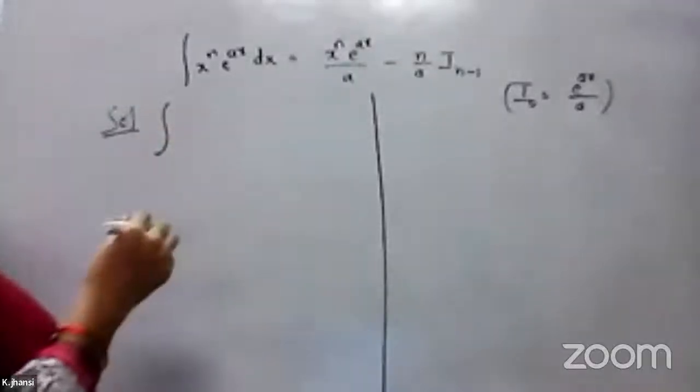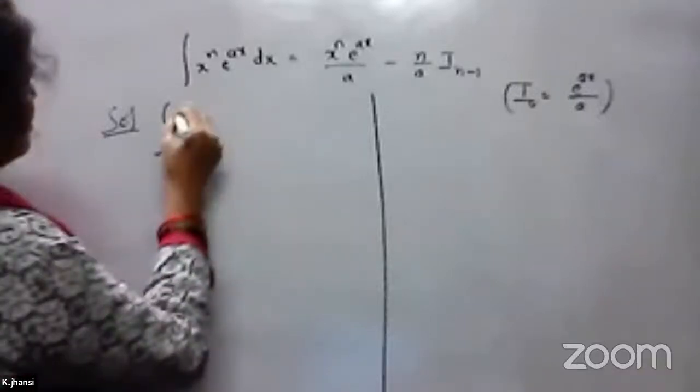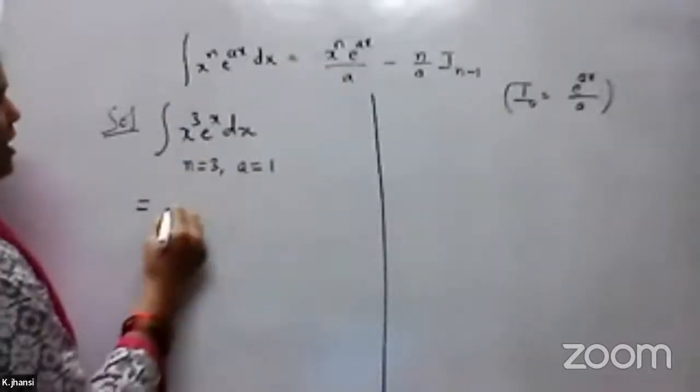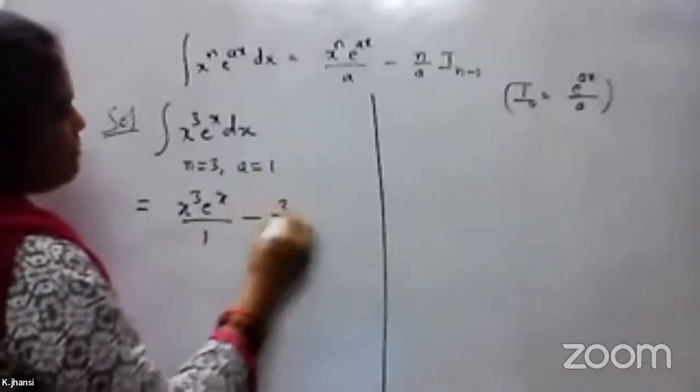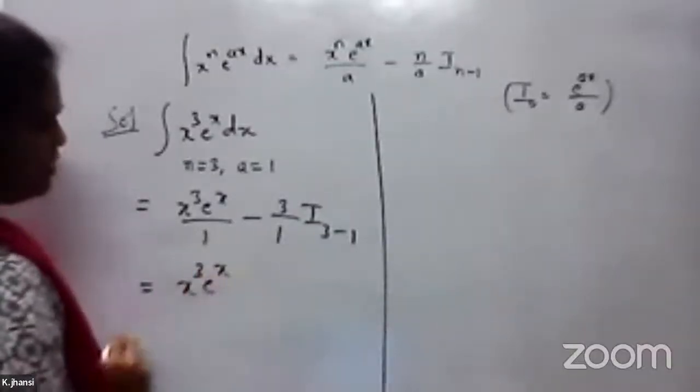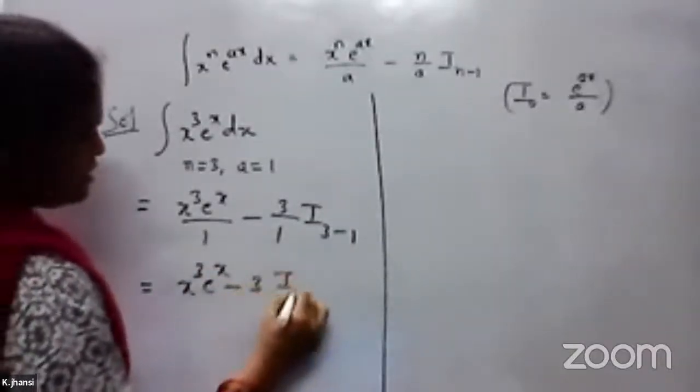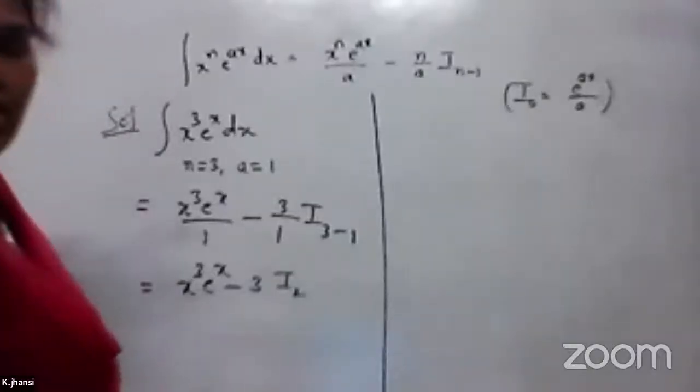Okay, our given problem is x cube e power x. So this is equal to, substitute in this formula: x cube e to the power of x by 1 minus 3 by 1 into I 3 minus 1. Okay, so it is x cube e power x minus 3 I2. Okay. Now you are able to see.